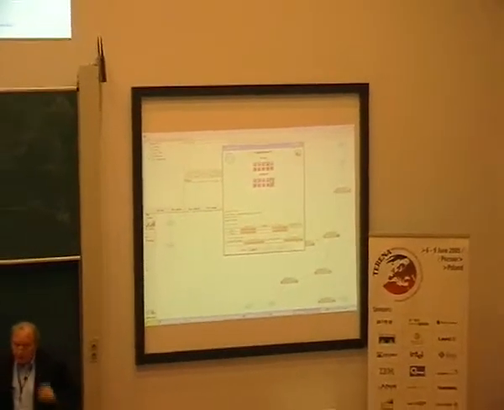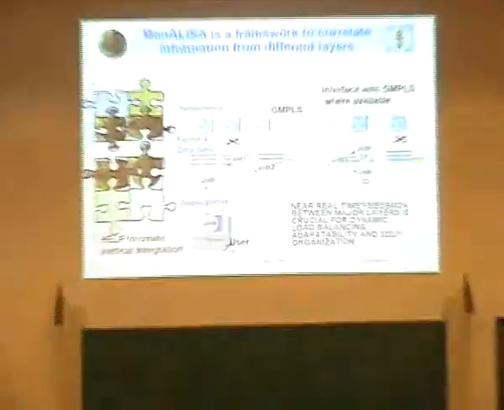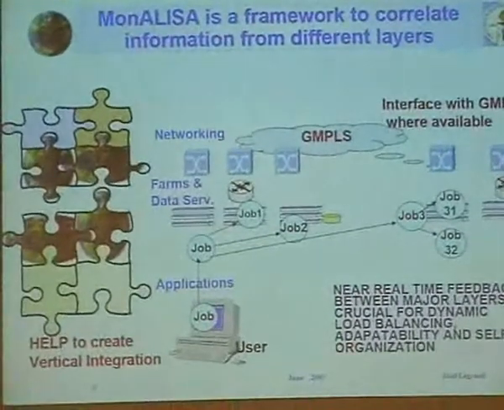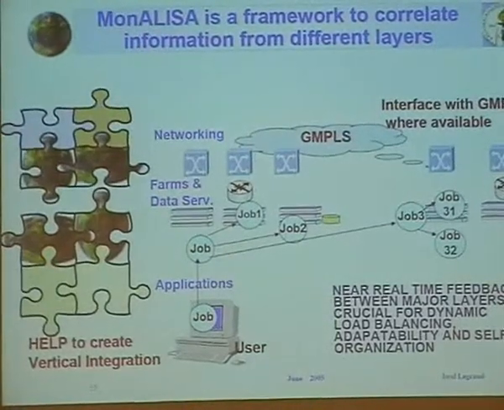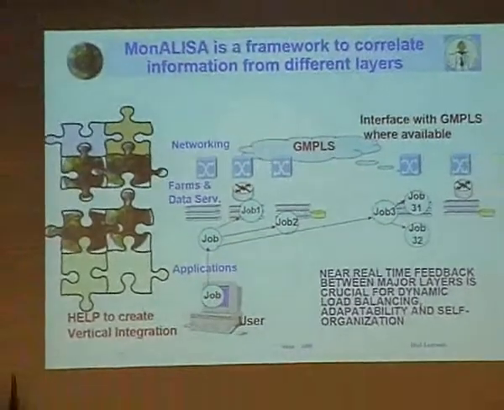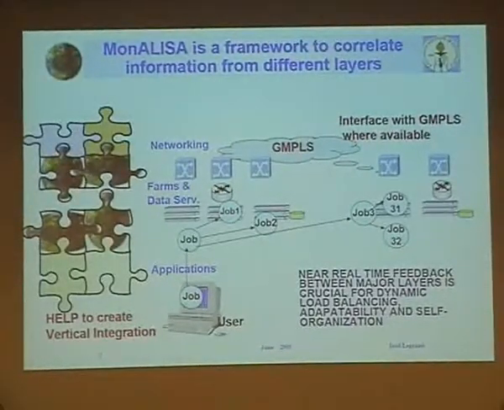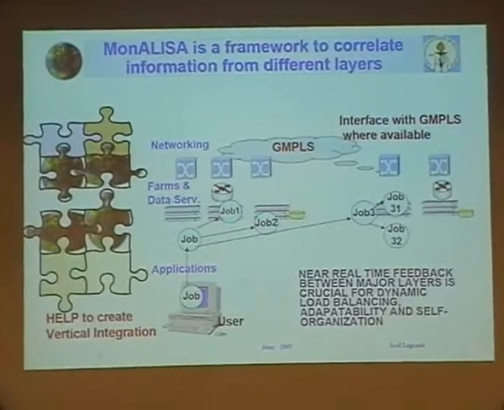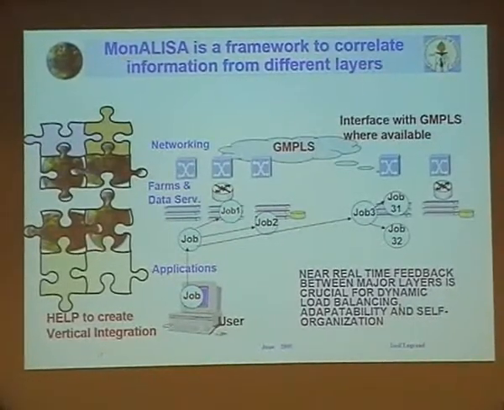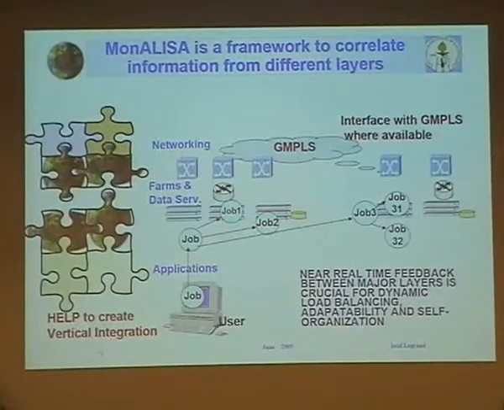I think our aim is to also extend this quite soon, perhaps, to be able to work with GMPLS systems where they are available in networks. But I think it's also important to be able to control directly optical switches, especially in major labs and where we have powerful systems. So MonALISA is a framework which should be used to integrate and help to integrate these major parts we have in our system related with information about networking, farms, and data servers and application.